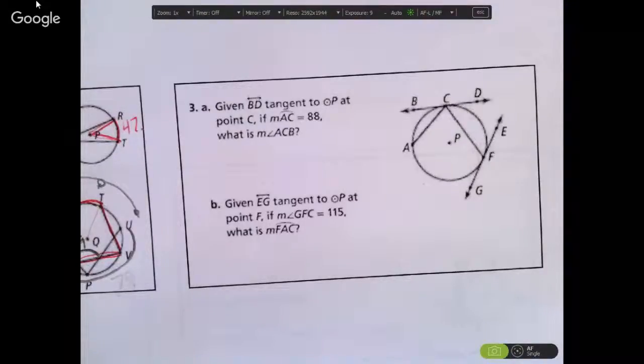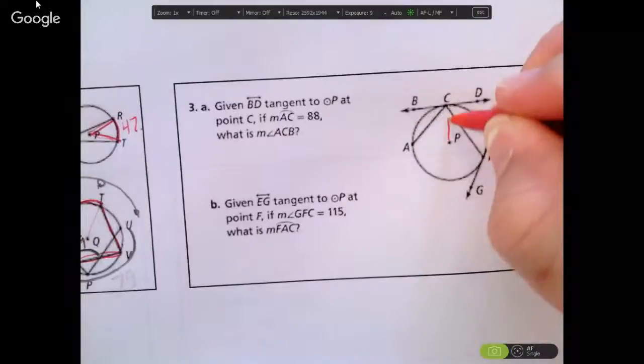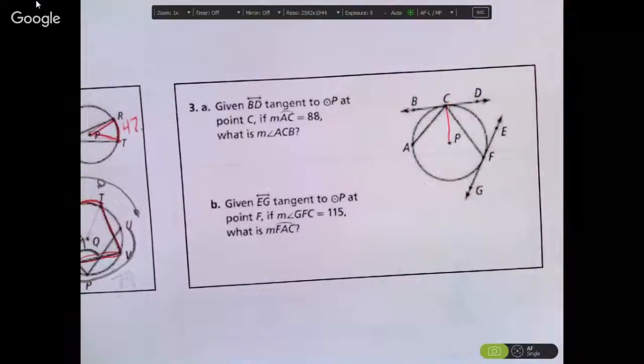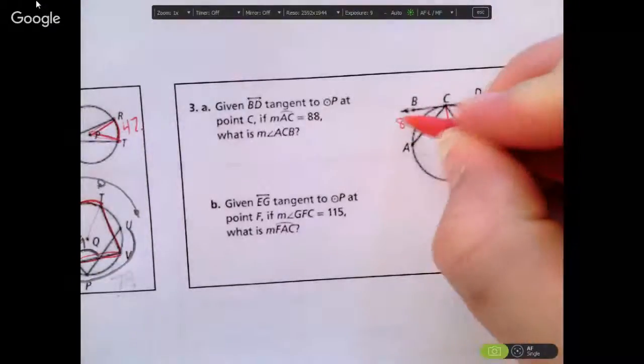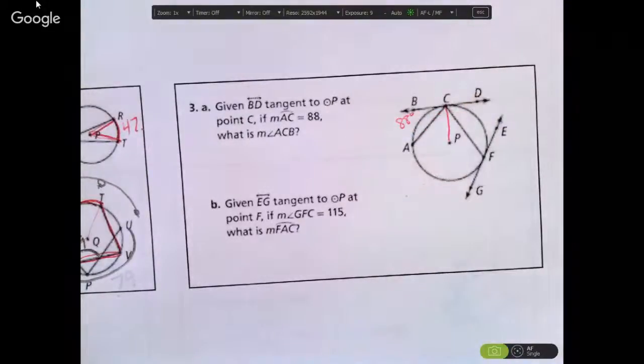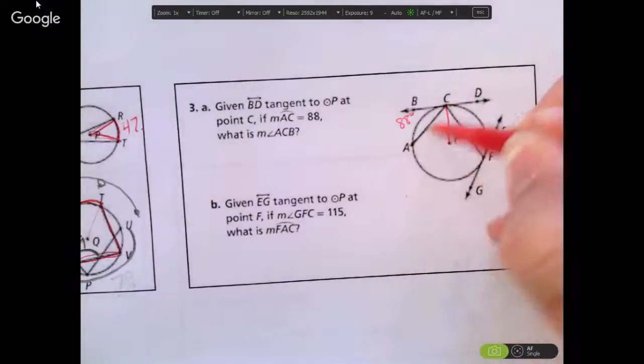Given that BD is tangent to P, when I tell you that a segment or a line is tangent, it means it's 90 degrees to the center, to the radius. They didn't draw that. That means that's 90 degrees. I don't know what that's going to do for me, but they told us that. If the measure of arc AC, so here to here, is 88 degrees, what is the angle ACB?